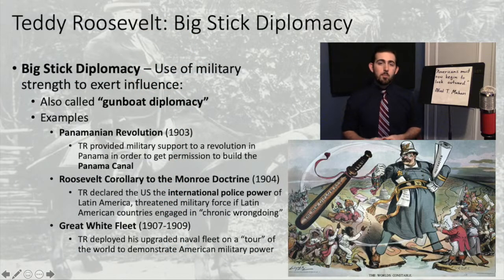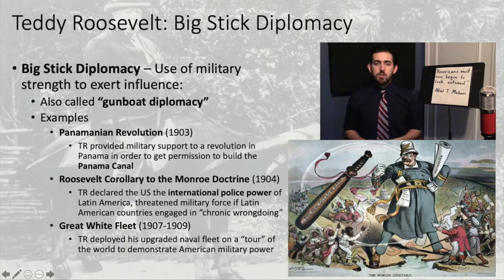Roosevelt's approach to foreign policy was known as big stick diplomacy, also referred to as gunboat diplomacy. Teddy Roosevelt used military force, or the threat of military force, to achieve international goals and to exert influence over foreign nations. 3 examples explain.